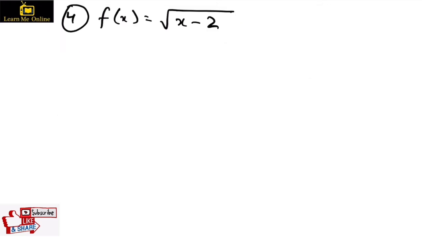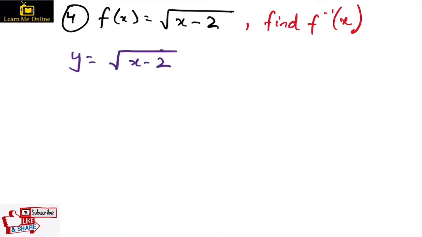Here we have got the next example now. So we have got f of x function given in the square root form, and we are finding f inverse of x. The first step is to change f of x in terms of y. So y equals square root of x minus 2.